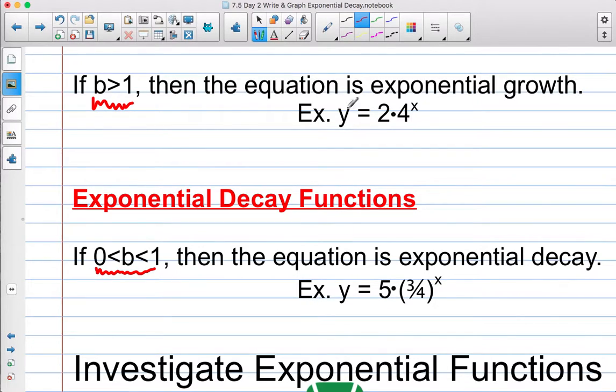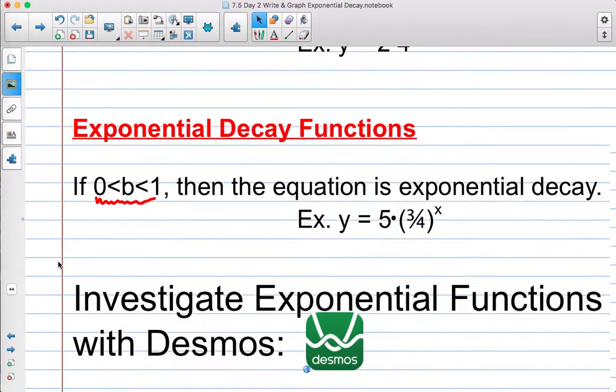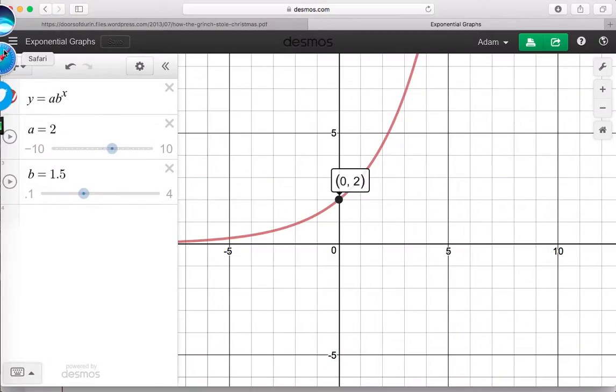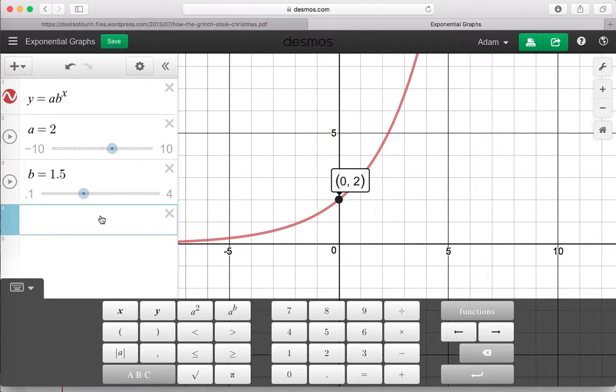I want to show you how Desmos does a really cool job of displaying the differences and similarities between growth and decay. So click on this. I've got it open right here, and you can type this in for yourself. If you go to desmos.com, you can open a new cell and type in the general equation for an exponential, y equals A B to the power of x. I just use a little caret symbol. And when you do, it'll ask you if you want to add some sliders. You click yes. I've already done it. So here are my sliders right here.